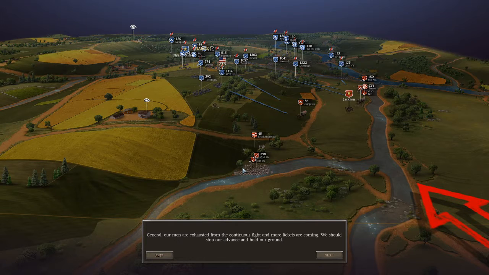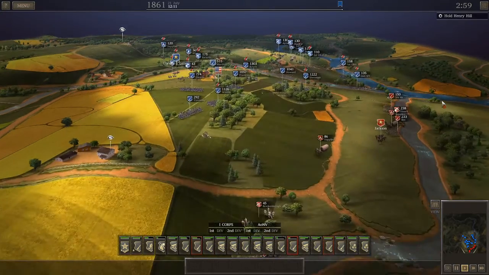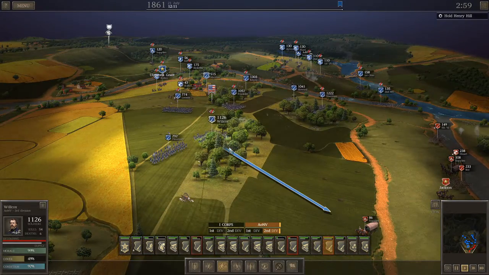The Confederates are on a counterattack. General, our men are exhausted from continuous fight, and more rebels are coming. We should stop our advance and hold our ground. We can do that.